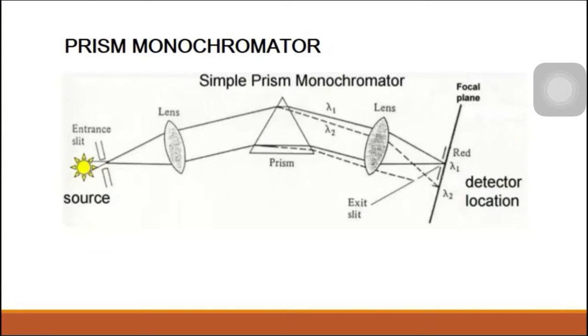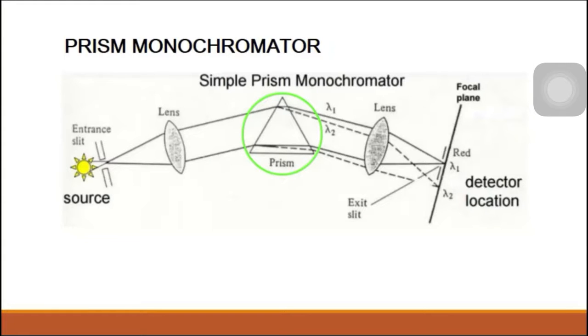So let's go to prism monochromator. In a prism monochromator, as you can see, different wavelengths of radiations have different values of refractive index in a medium. The entrance slit allows the source radiation to illuminate the first lens. And the first lens collimates the light, spreading it across the face of the prism.